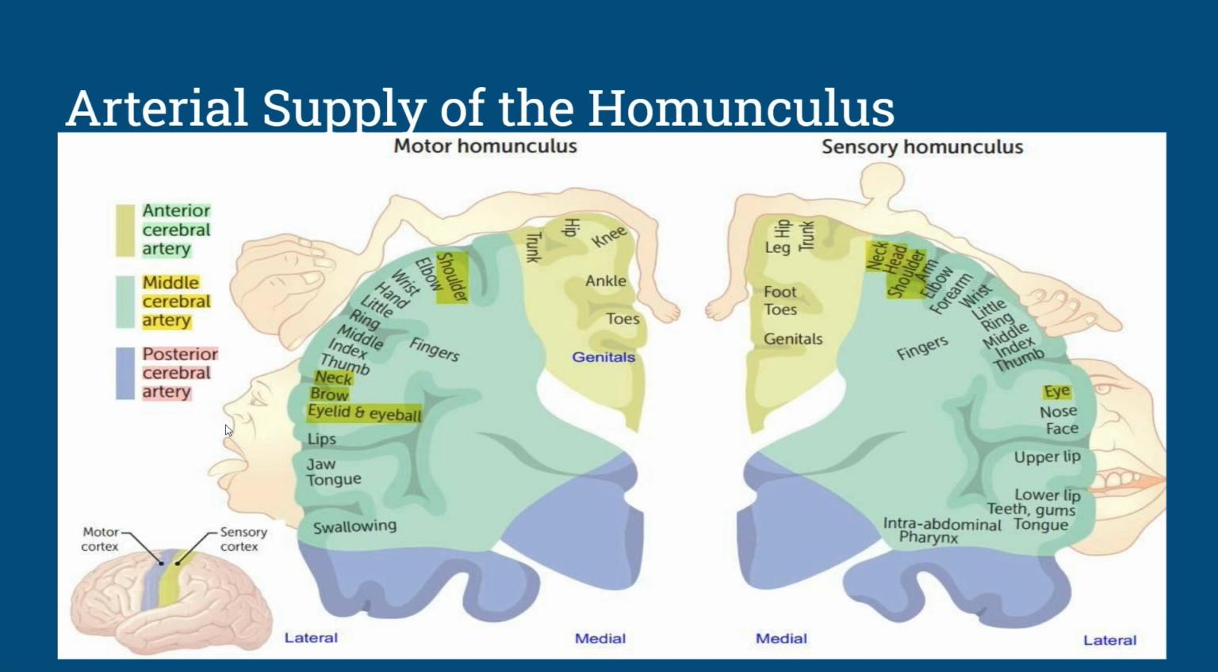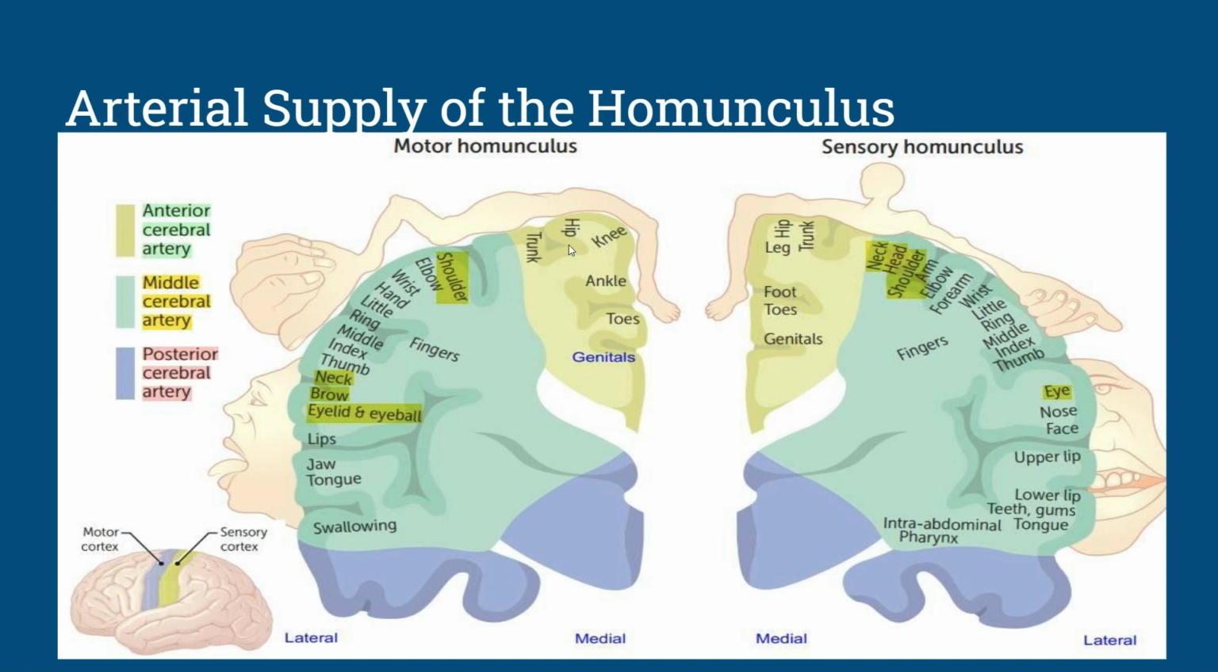Another thing we have to remember is the homunculus. The homunculus is very important. You remember from the first part on the cerebral cortex that the homunculus is present on either side of the central sulcus. Anterior to the central sulcus is the motor homunculus. Posterior to the central sulcus is the sensory homunculus. You see here both of the homunculi are present. This one is the motor one, and this one is the sensory one.